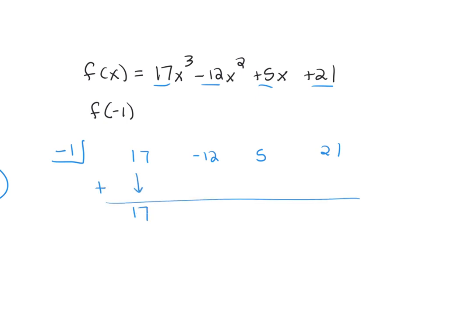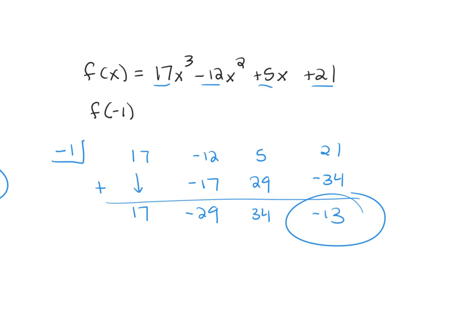All right, bring down 17, multiply, so negative 17, add negative 29, multiply positive 29, add 34, multiply negative 34, add negative 13. So the remainder is the answer here.